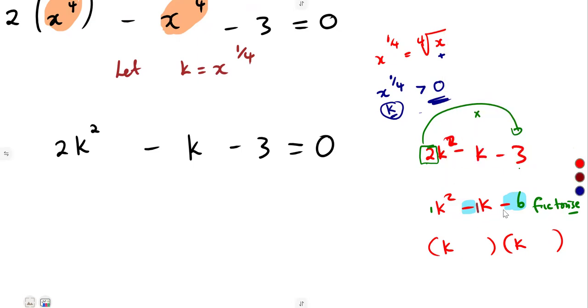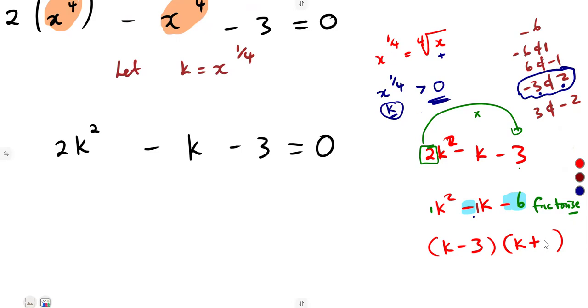All right, so factors of negative 6, we have negative 6, positive 1, 6 and negative 1, negative 3 and 2, 3 and negative 2. So of these factors, the only pair where we can add to obtain a negative 1 is on what? Negative 3 and positive 2. So those are the numbers, negative 3, positive 2.